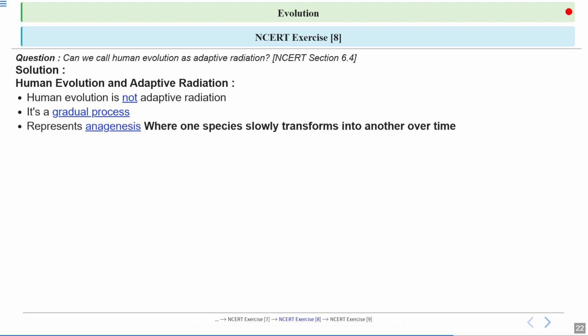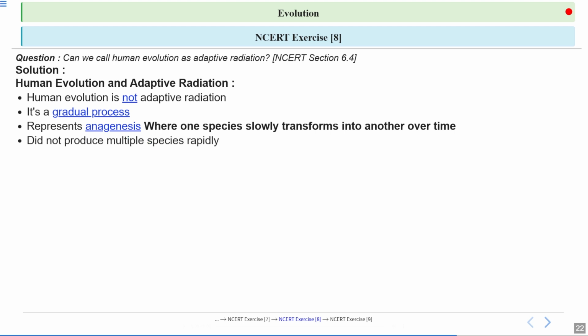Okay, now this represents anagenesis. What do you mean by anagenesis? Okay, so it means where one species slowly transformed into another over time. It is a type of evolution where a single species gradually transforms into a completely new species, with the original species disappearing. Okay, clear?